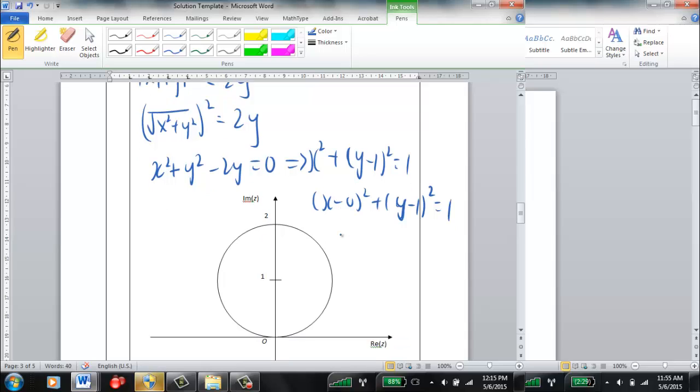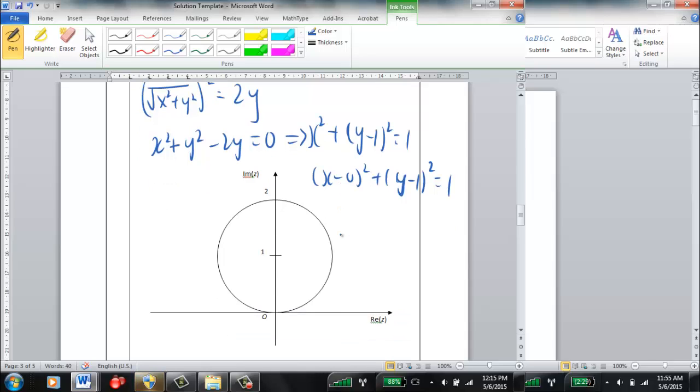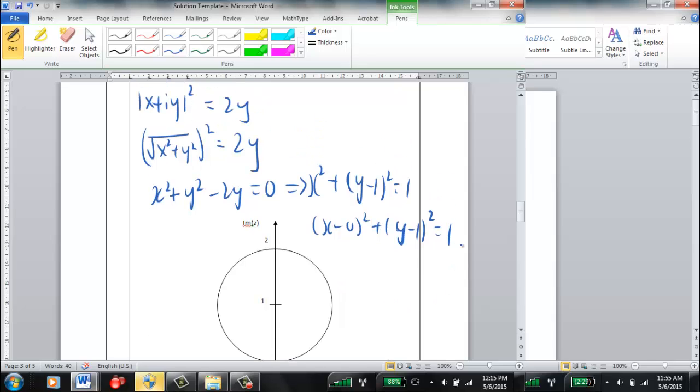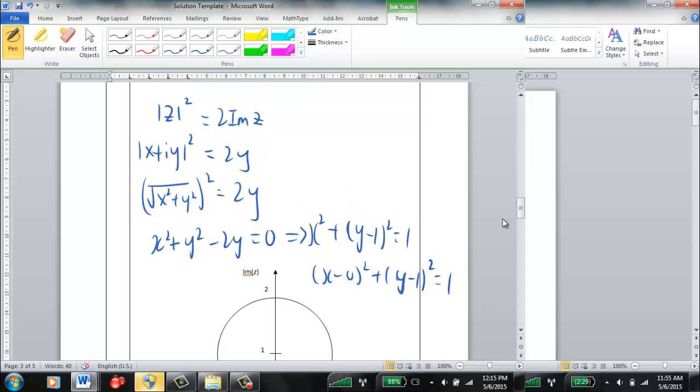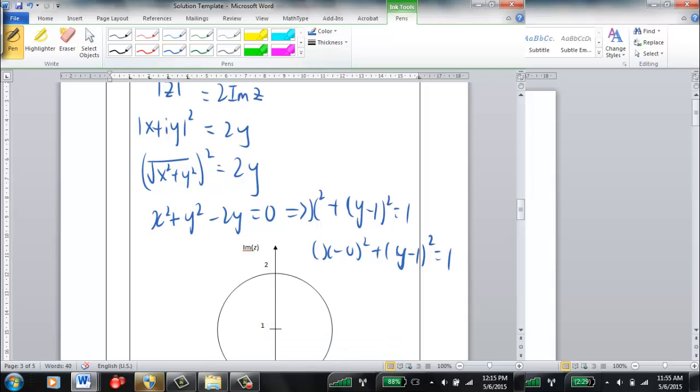Okay, let me scroll down a bit. This is your circle. You are supposed to draw that. Okay, those that need this. Once you have done that, now we're going to solve the next part.